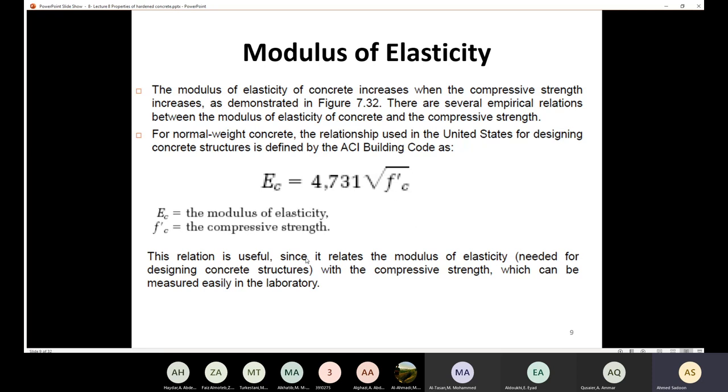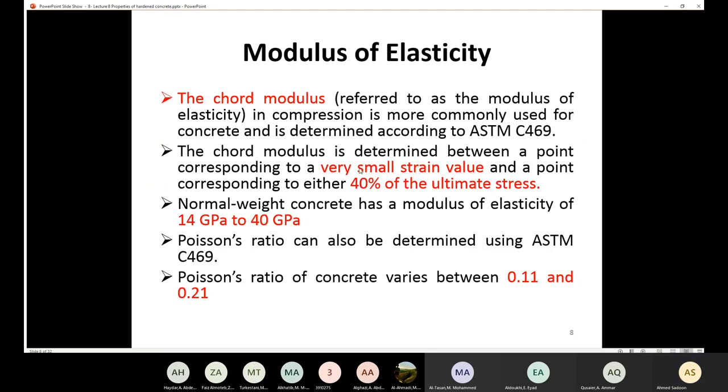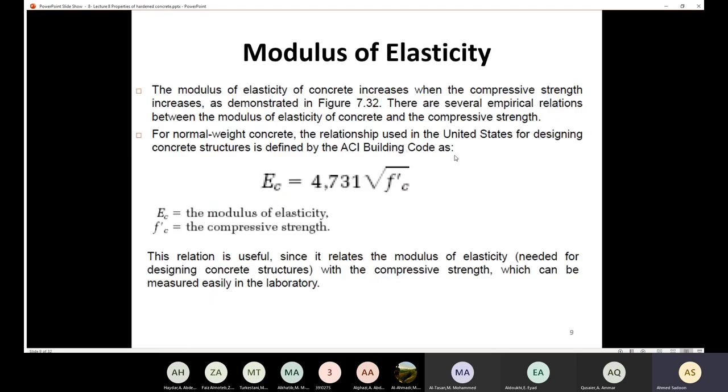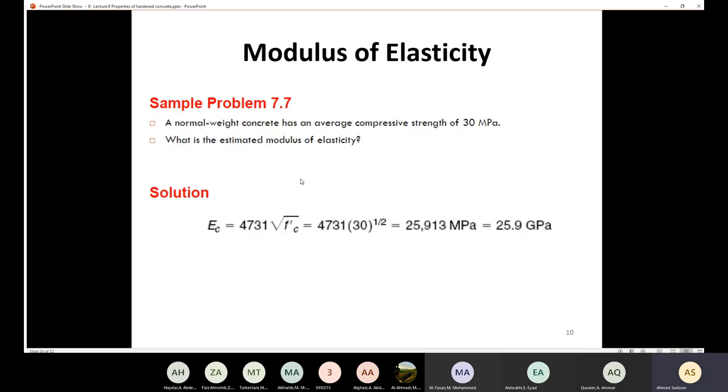This relation is useful since it relates the modulus of elasticity, which is needed for designing concrete structure, with the compressive strength, which can be easily measured in the laboratory. Last time we measured the compressive strength using either cubic samples or cylindrical samples. As you can see, it's very easy to determine the compressive strength. But if you are going to determine the modulus of elasticity using this curve here, it's going to be difficult. But if you use this relation, it is very simple and easy, but it's not accurate.